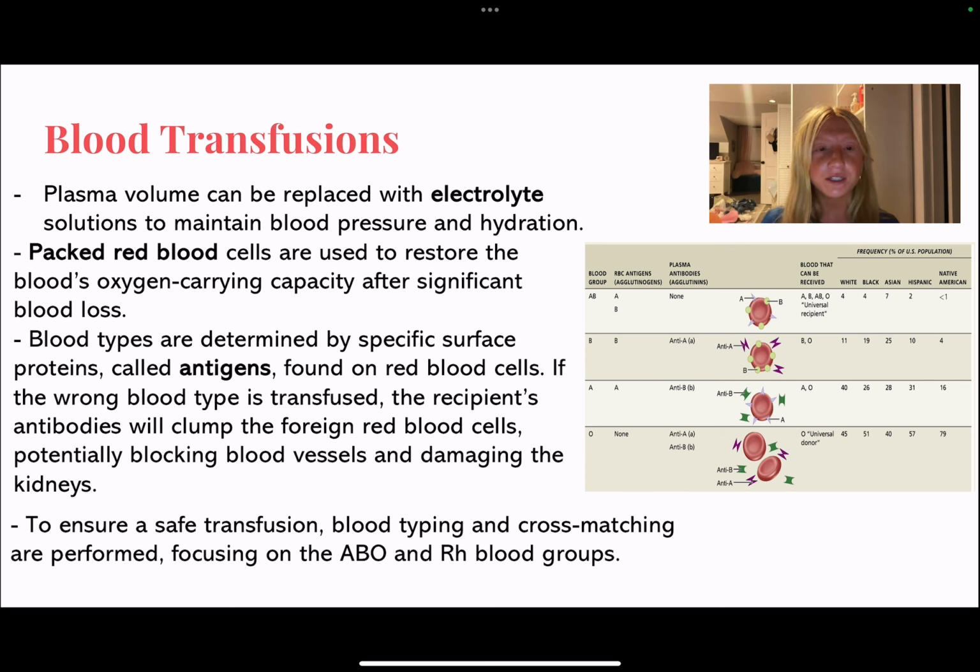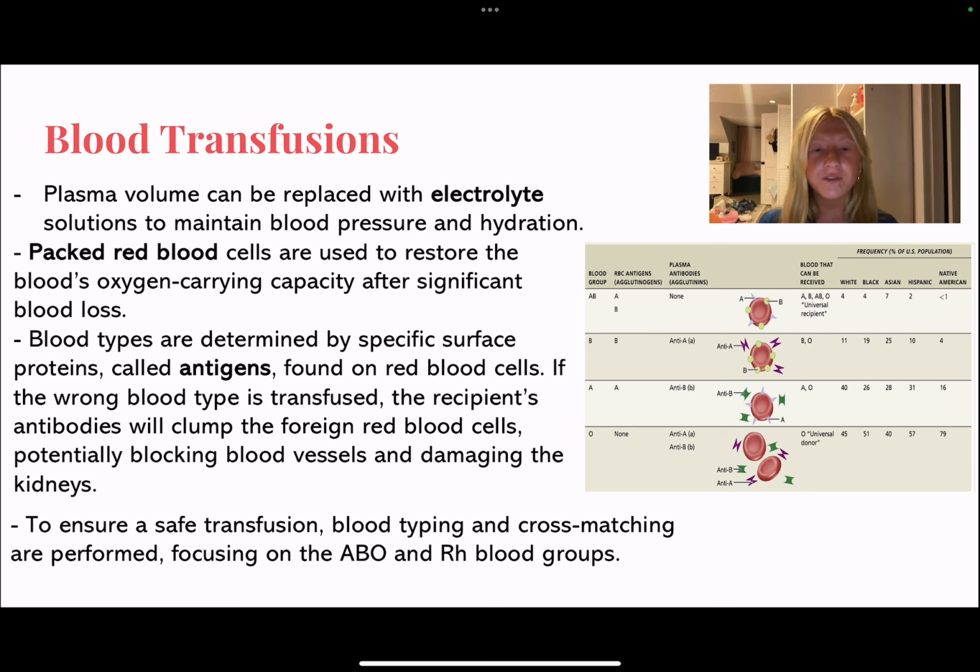Blood transfusions. Plasma volume can be replaced by electrolyte solutions to maintain the blood pressure and hydration. Packed red blood cells are used to restore the blood's oxygen carrying capacity after significant blood loss.